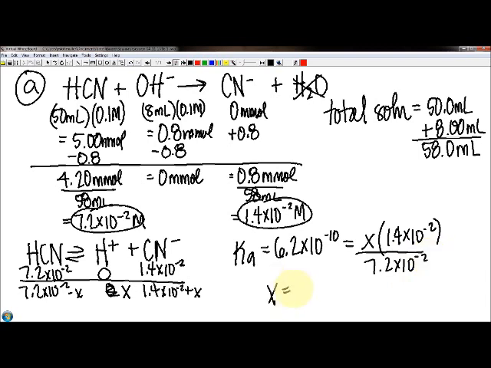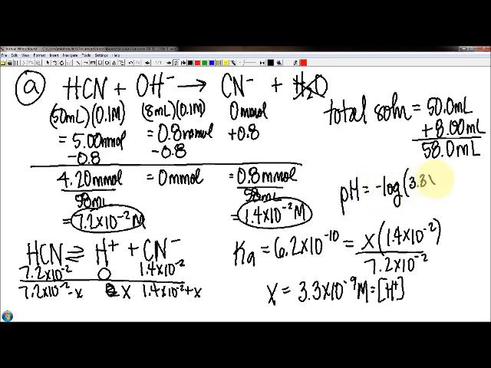So x is equal to 3.3 times 10 to the negative 9 molar, and that is our H plus. So plugging into the pH equation to know our pH at this point, negative log of our H plus, the 3.3 times 10 to the negative 9, our pH at this point in time during the titration is 8.49. So that is on the basic side. Okay, well, let's do B now, at the halfway point.